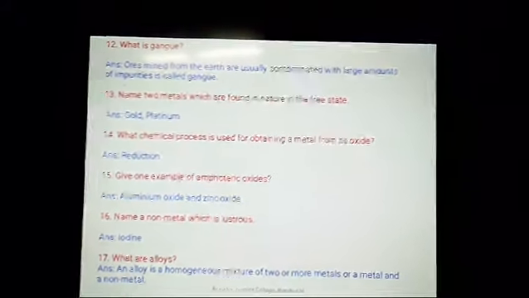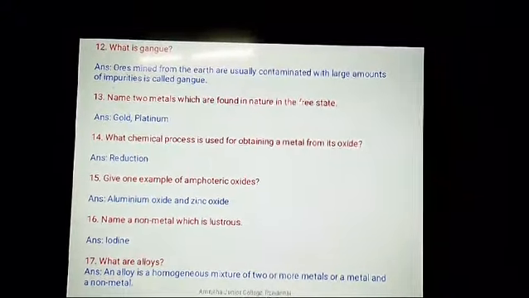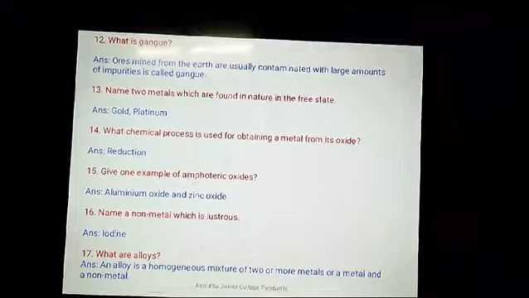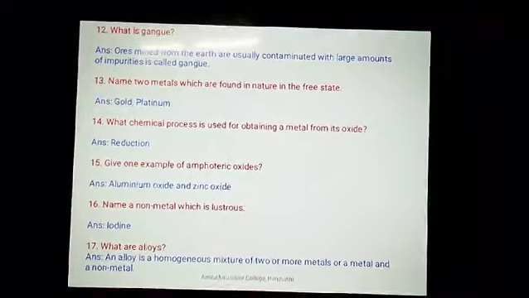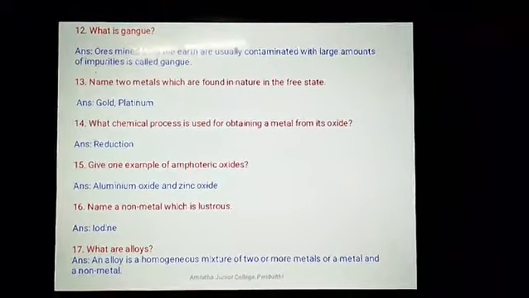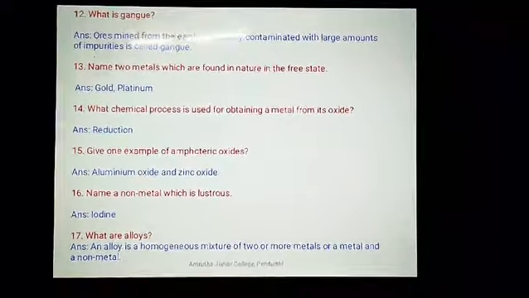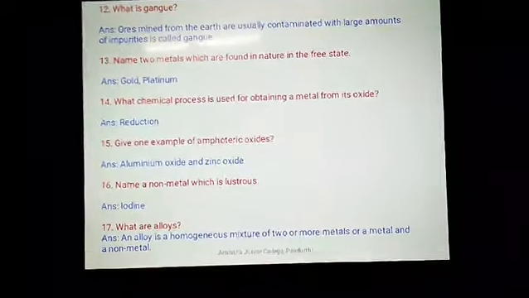Next, what is gangue? Ores mined from the earth are usually contaminated with a large amount of impurities. That is called gangue. Next, name two metals which are found in nature in free state. Gold and platinum are available in free state. Group 1A metals like lithium, sodium, potassium are highly reactive. They are not available in free state. They will be available as oxides.